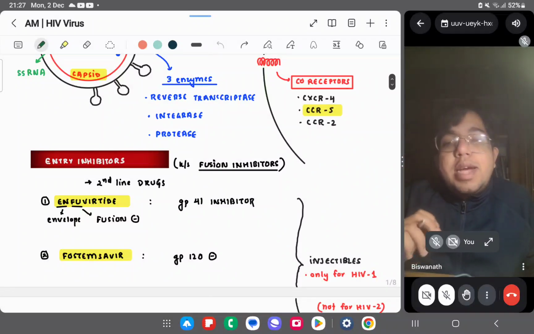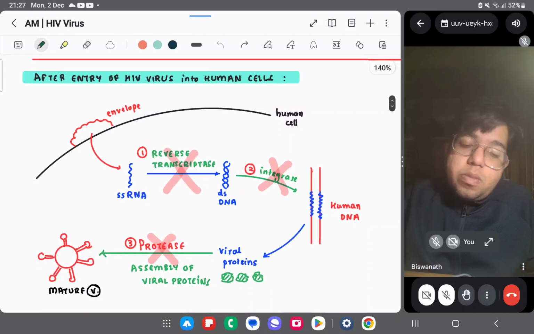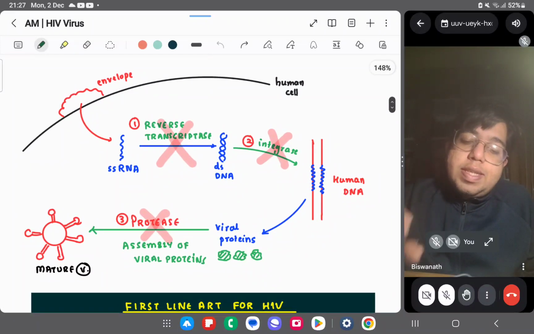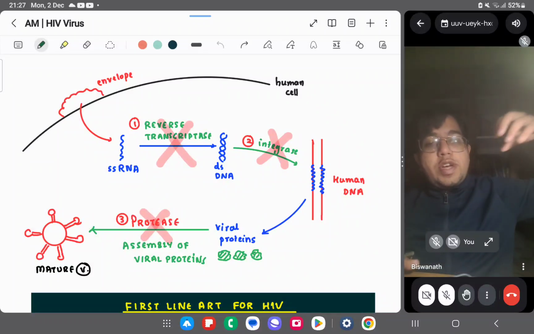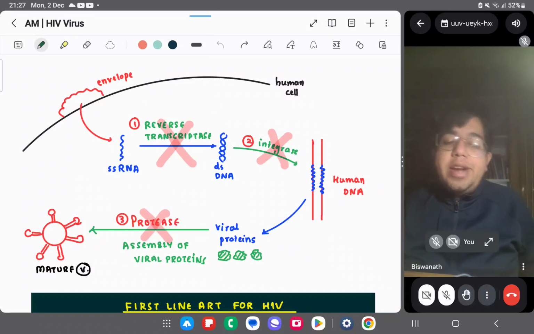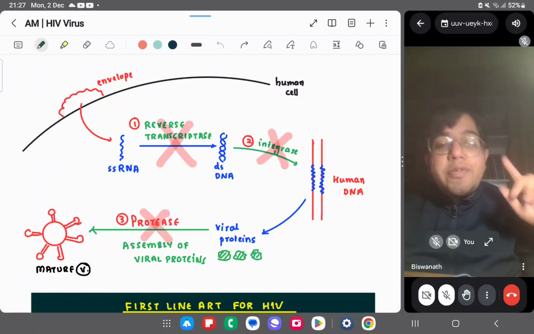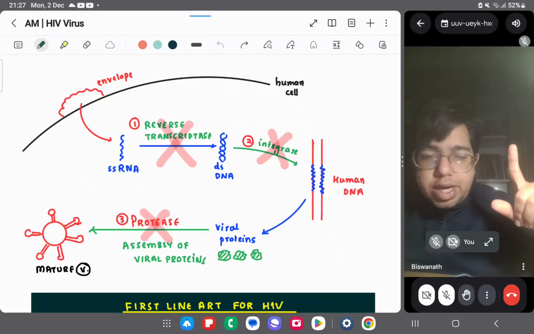Okay, first one are the entry inhibitors. So let's look at the diagram first. This is the diagram of how HIV infects. So first of all, the virus comes. So first we have to prevent the entry of the virus. For preventing the entry of the virus, we have entry inhibitors. The first class of drugs are the entry inhibitors, also known as the fusion inhibitors.